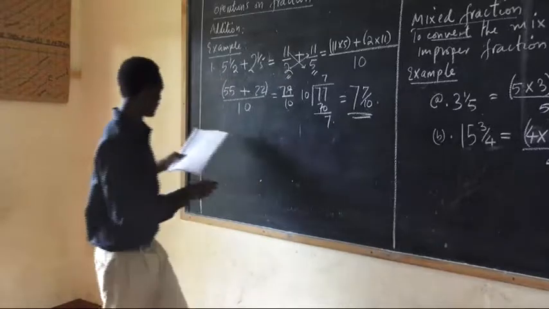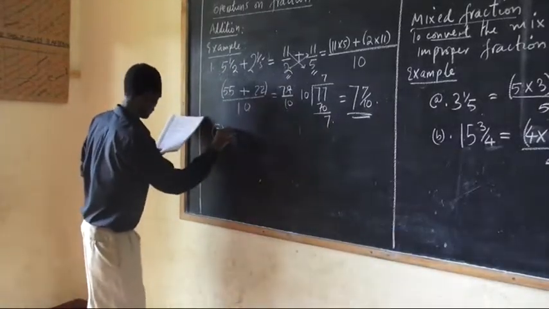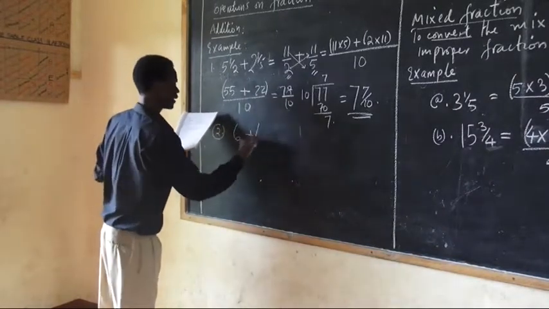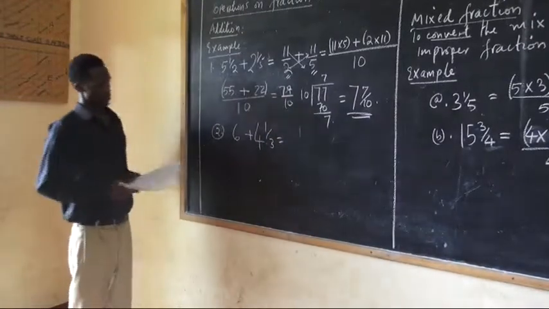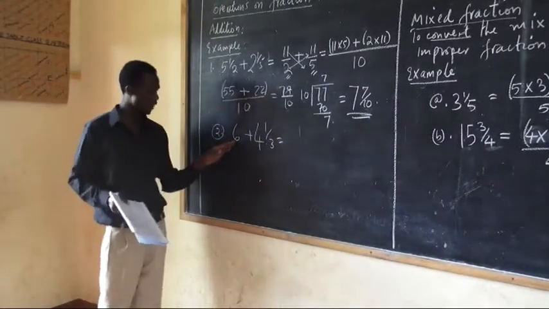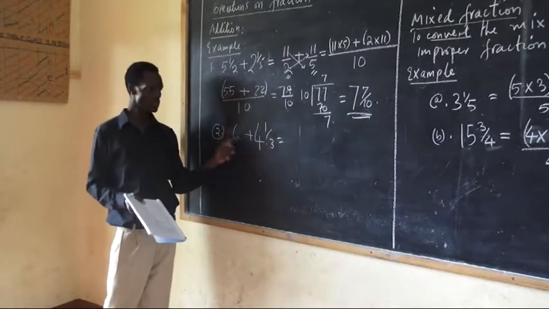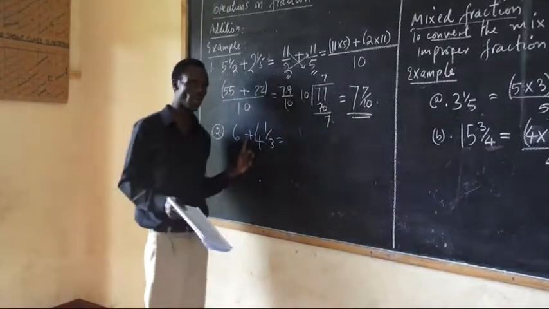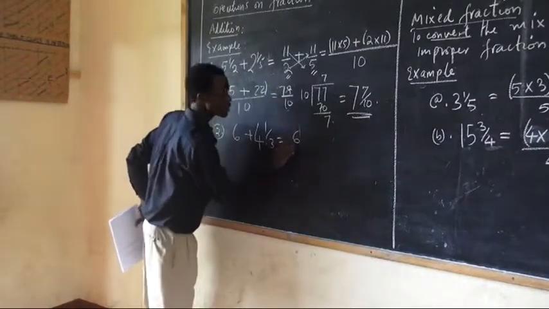And let us see the other example. The other example here, we have 60 plus 4 and 1 over 3. This is the whole number with no fraction. If this is a whole number with no fraction, you have to write it in terms of fraction. You write it as 60 over 1.